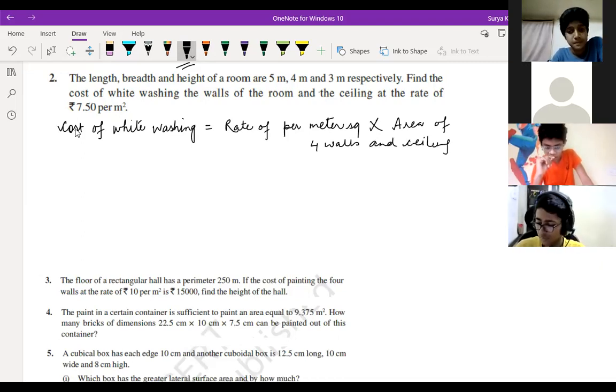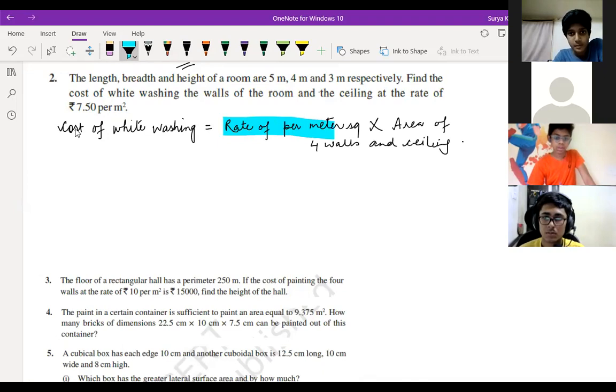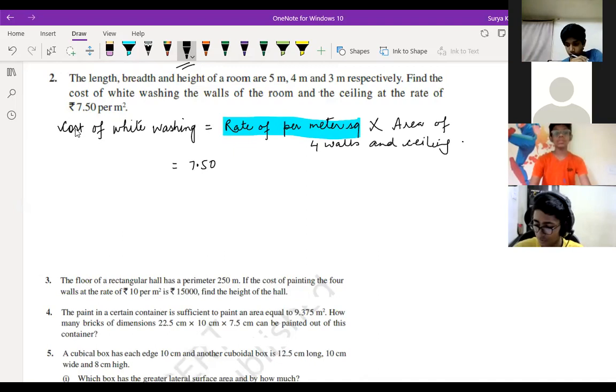This formula is clear to everyone? How I wrote the formula: rate per square meter, which you already know is given in the question, that is 7.50 per meter square, multiplied by area of 4 walls and ceiling. So you can write here 2 into (L plus B) into H, plus ceiling, which is length into breadth.